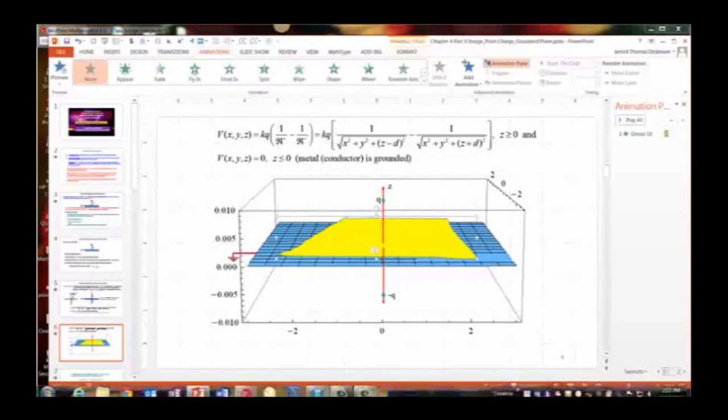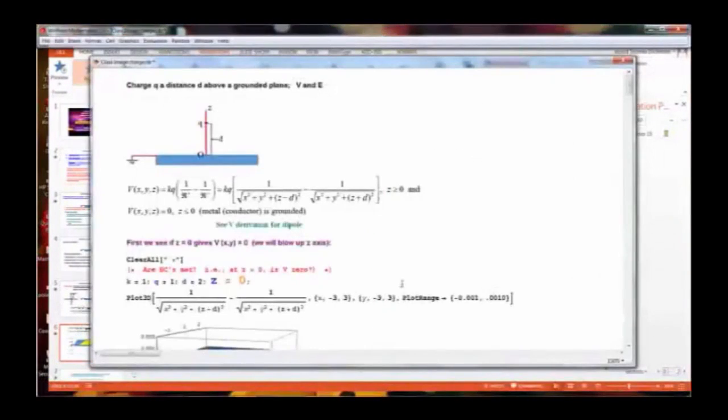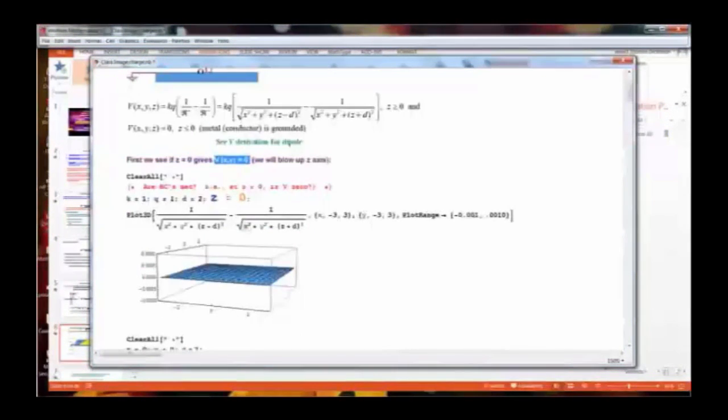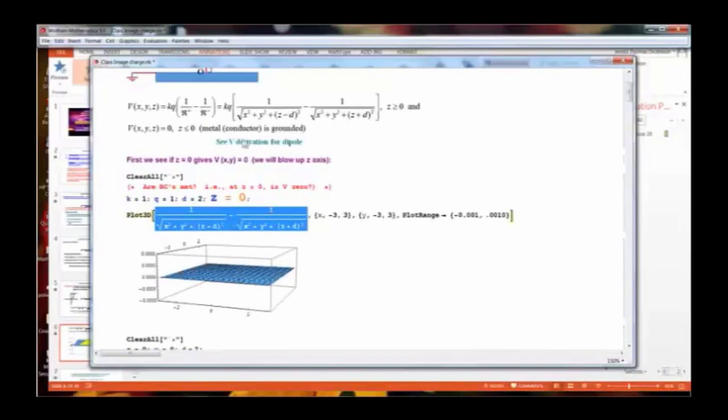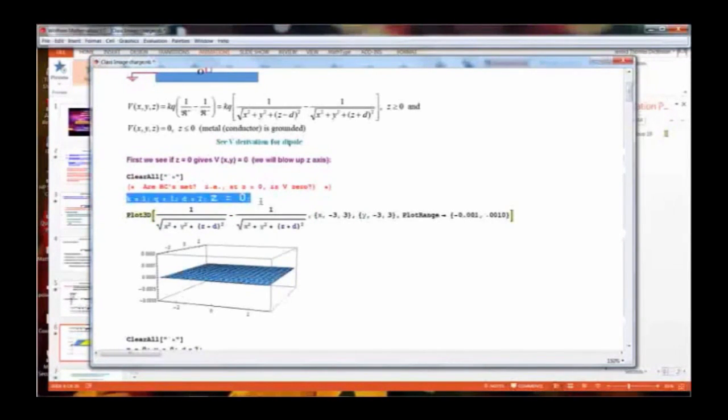So let's take a look at the kinds of plots that I'm talking about. So here's our same setup. So I've given the equation. The first thing is that I want to see if at z equals 0 we actually get 0. We're going to do that by just simply setting z equal to 0. And here's our function, where this is just the part without the kq. So we'll just pretend those are equal to 1. I've set the kq equal to 1. I've actually just left it out. I'm going to set d equal to 2, and I'm going to say z equals 0.